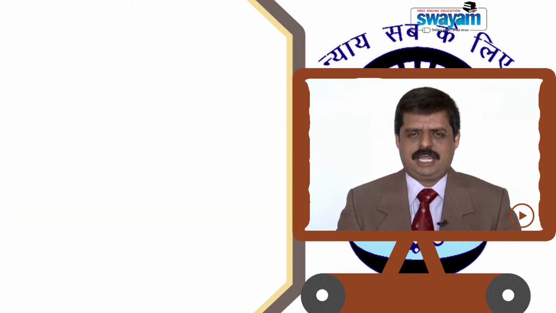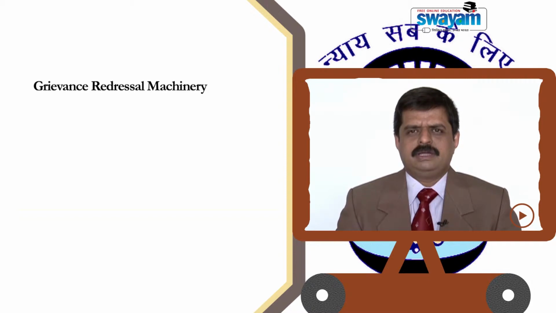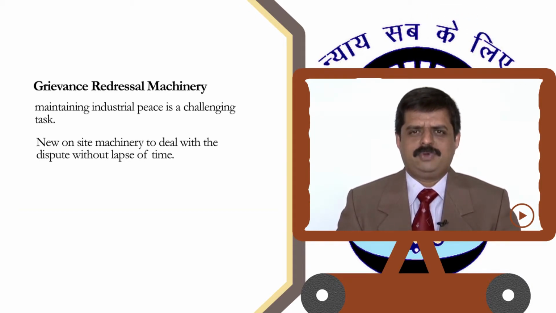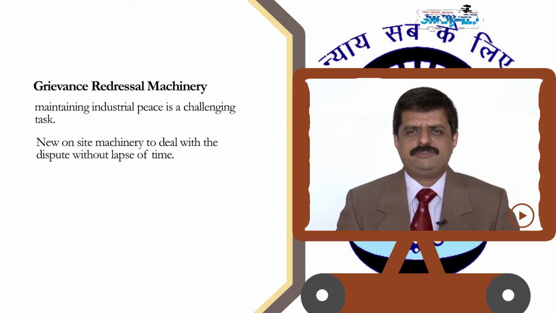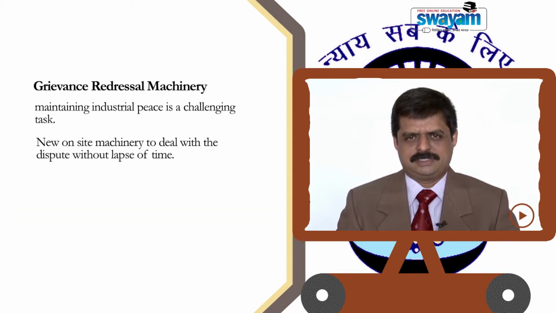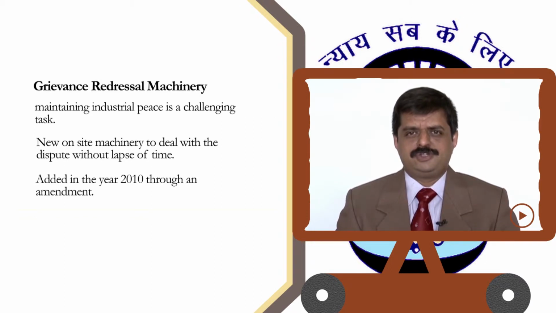Another mechanism which tries to resolve a dispute is the grievance redressal machinery. Now, this machinery is an on-site machinery which functions in the industry, comprising workers and the employer in equal number, and the chairman of this machinery is either an employer representative or a workman representative on a rotational basis. It tries to resolve a dispute at the instance itself without wasting much time. This process was inserted into the Industrial Disputes Act through the 2010 amendment.